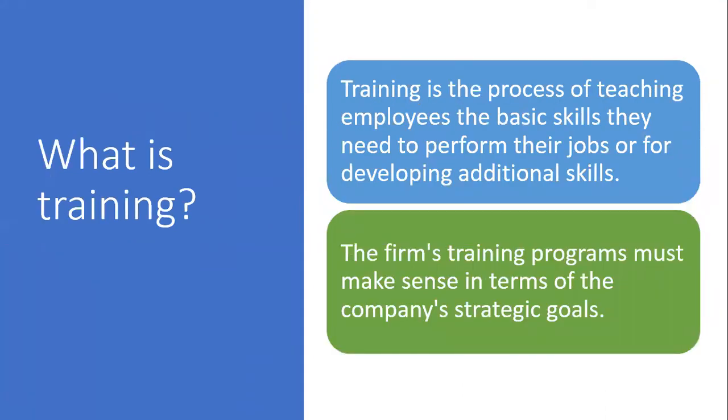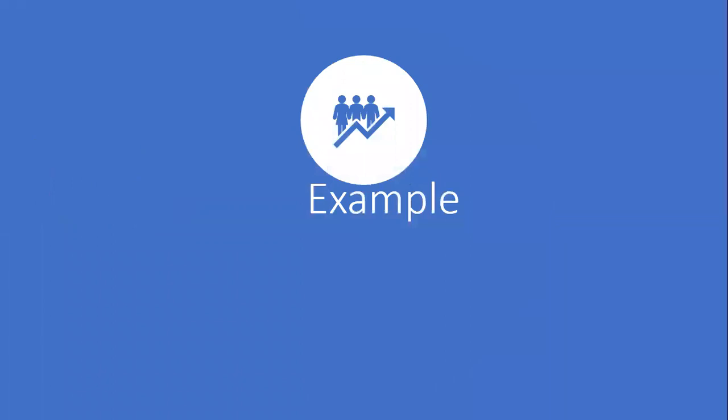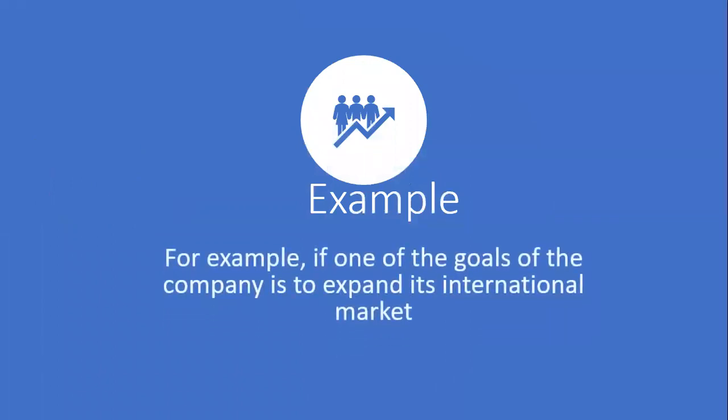Now, what is training? Training is the process of teaching employees the basic skills they need to perform their jobs or for developing additional skills. The firm's training programs must make sense in terms of the company's strategic goals. For example, if one of the goals of the company is to expand its international market, then one of the things they may focus on is training their employees in multiple languages.